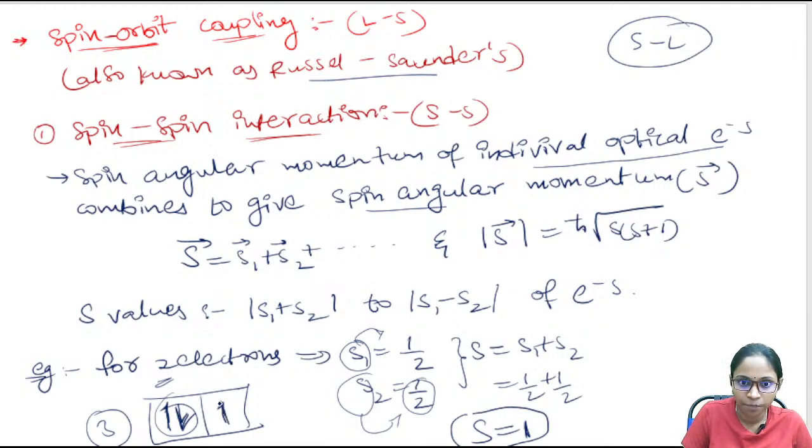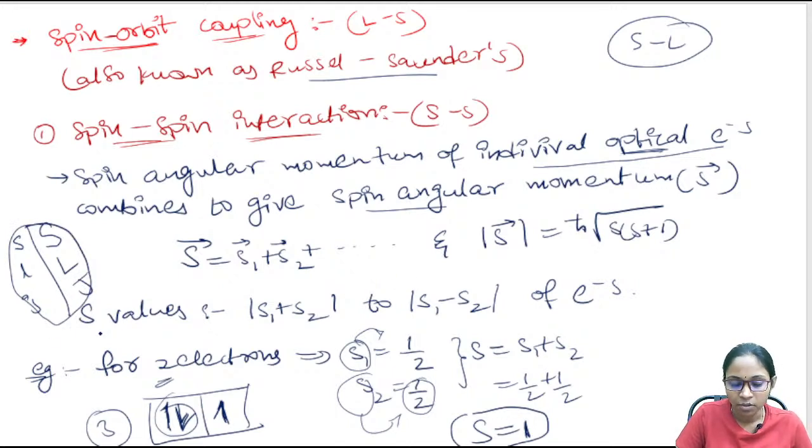We have to calculate for the valence electrons, that is, the individual optical electrons. The spin angular momenta of individual optical electrons are combined to form the total spin angular momentum, capital S. For electrons I am taking small letters, small s, small l, small j, and for atoms I will take capital letters, capital S, capital L, capital J. I had told you in our last class itself, right? And this S value can take values from mod of S1 plus S2 to mod of S1 minus S2 for electrons.